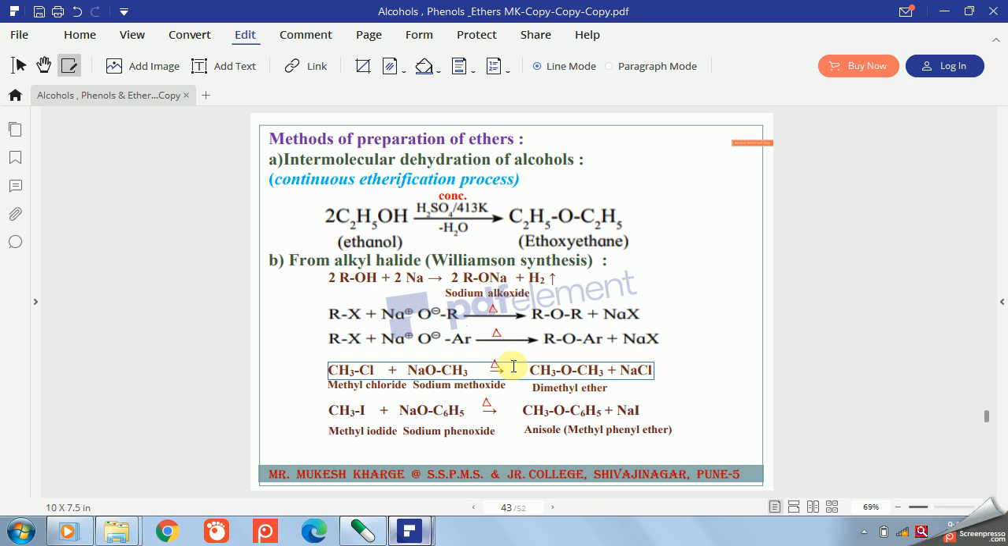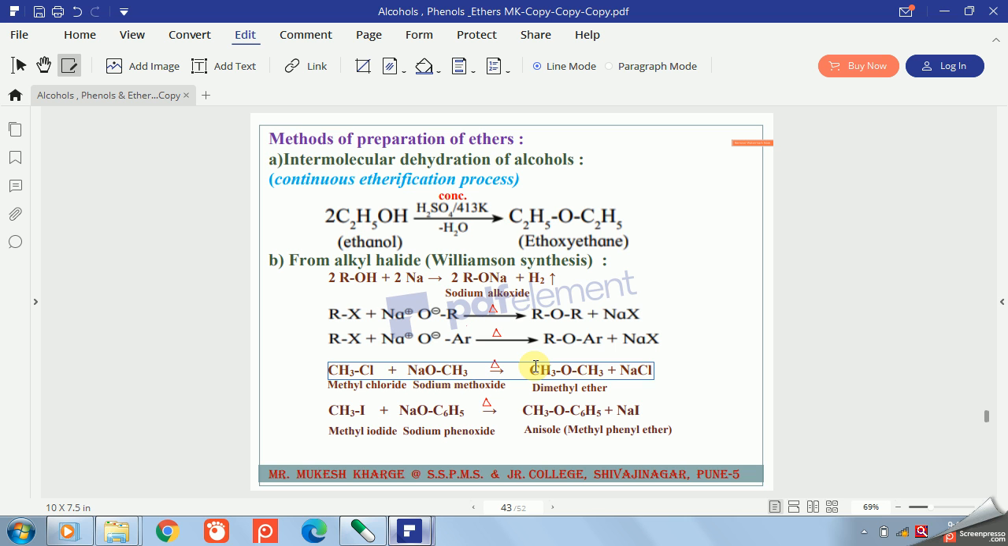So when methyl chloride is heated with alcoholic sodium methoxide, it gives dimethyl ether as a product, and the byproduct is NaCl. So we get a simple ether.